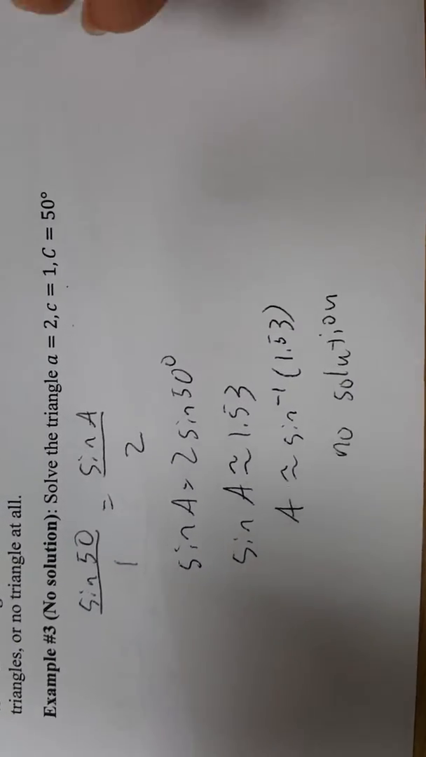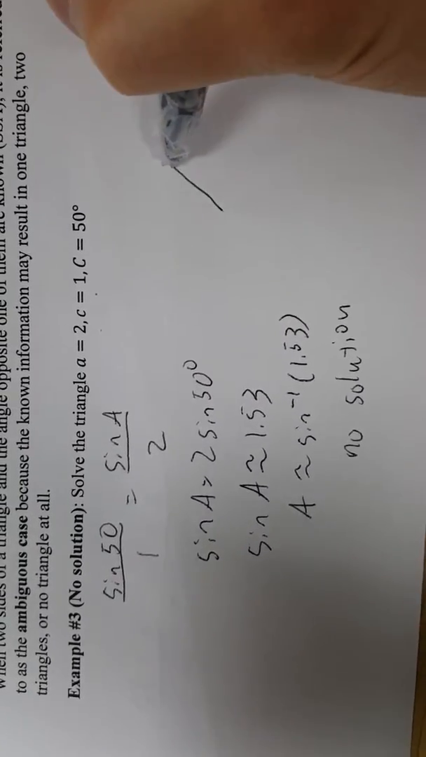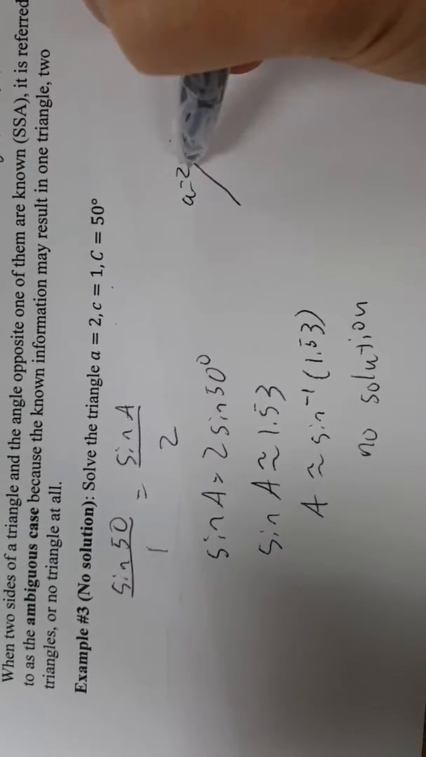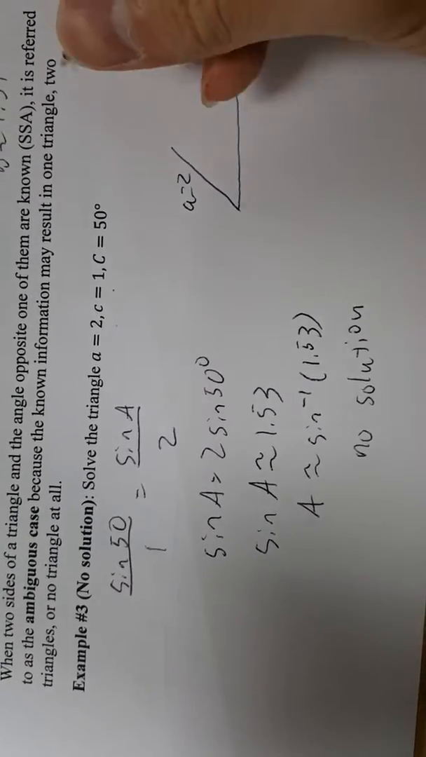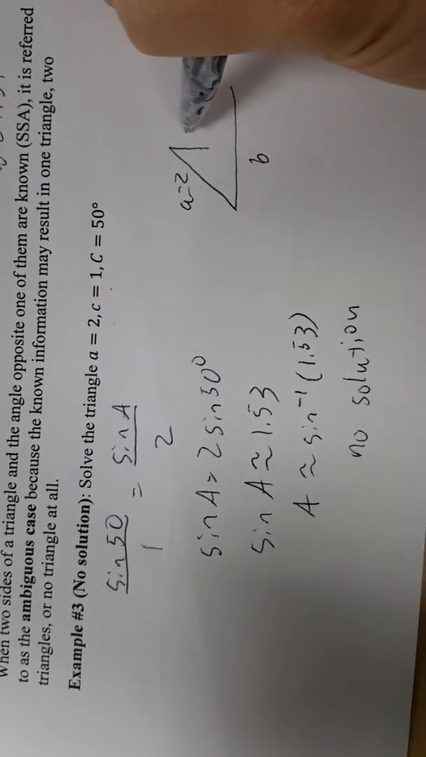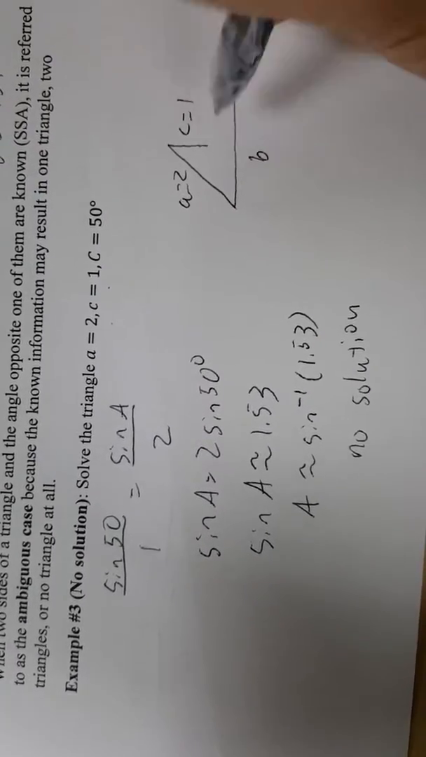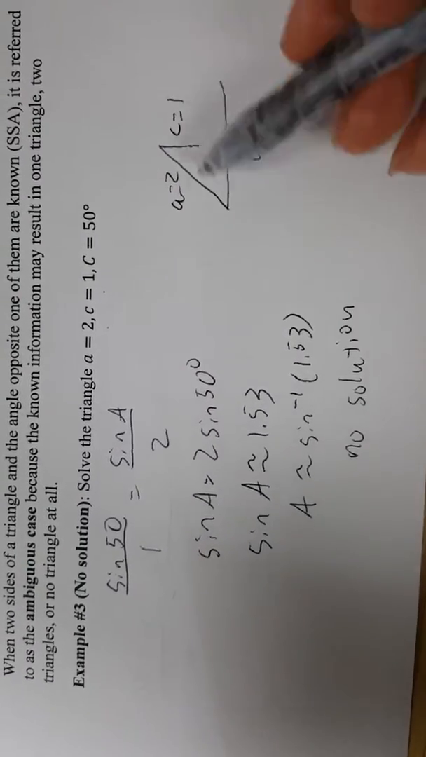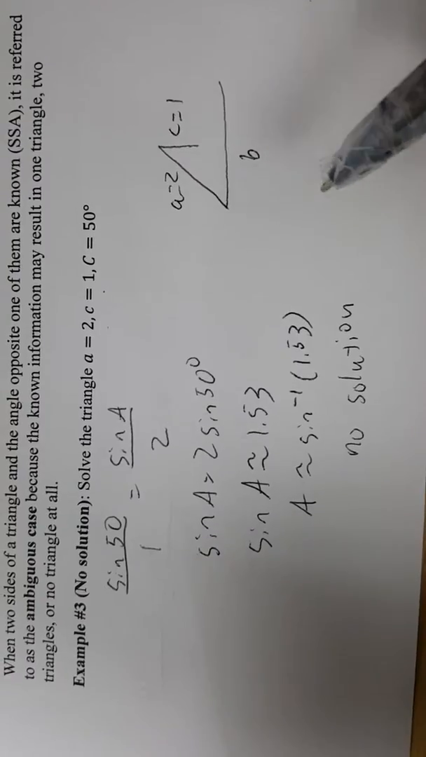And what the figure would look like is you would have a triangle that has a side of A, which is 2. It would have a B. And then since c is 1, it doesn't connect down to the B. That's what's happening in this situation. That's why it's no solution. Okay? So let's go to example 4.